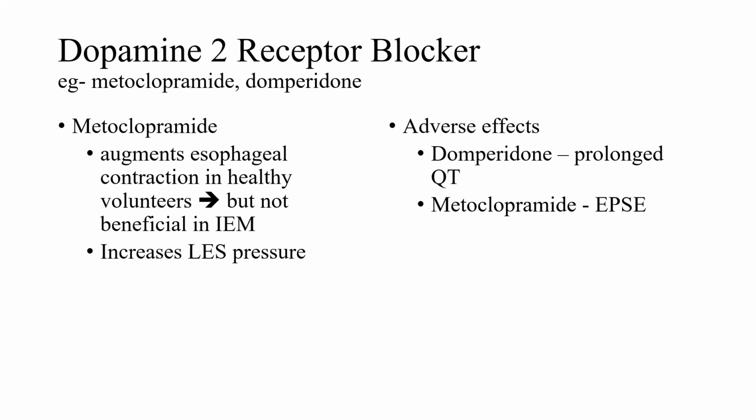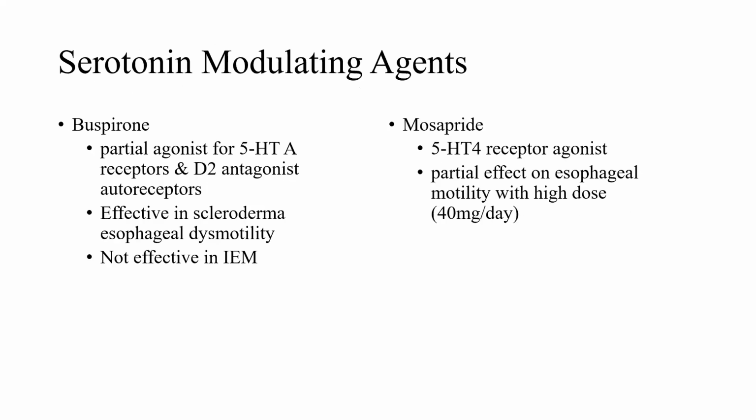Important to note also that they do have side effects. Domperidone causes prolongation of QT intervals. Metoclopramide does cause extrapyramidal side effects. Serotonin modulating agents, for example, buspirone, is effective in scleroderma-related esophageal dysmotility. However, it's not effective in IEM.